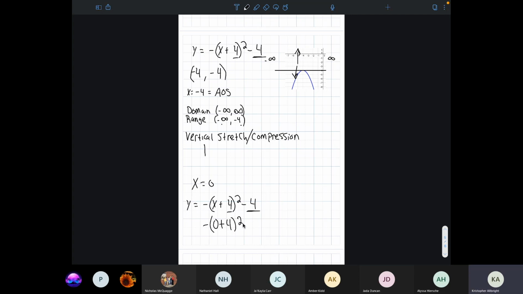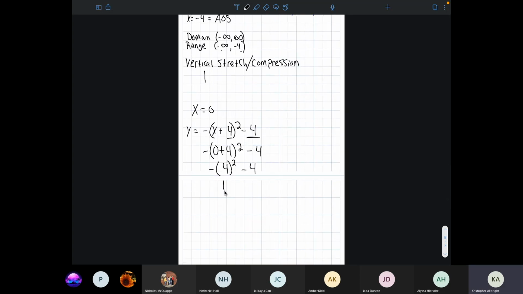-0 plus 4 squared minus 4. So 0 plus 4 is 4. We've still got a parenthesis, squared, and then negative. Minus 4. So I'm going to square first because of PEMDAS. I'm going to get 16. Then I'm going to have a negative left over. I'm going to subtract 4. So I'm going to get -20. So my point will be 0, -20.